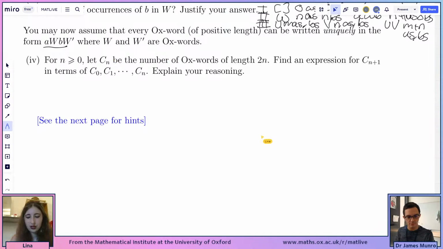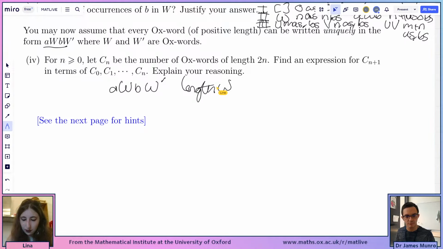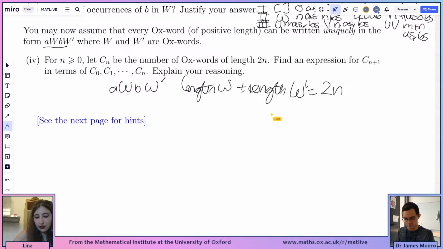So to start this question, look at the word AW BW dashed. Let us say that the length of W plus the length of W dashed is equal to 2n. Then this word is going to have length 2n plus 2. So for every W, this is going to give C of n plus 1 if we consider every single W and W dash pair.